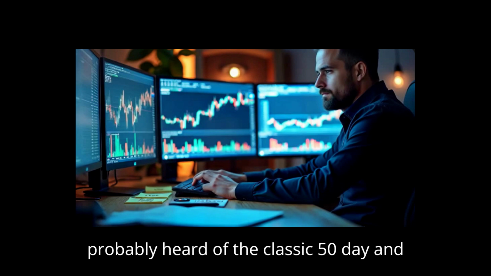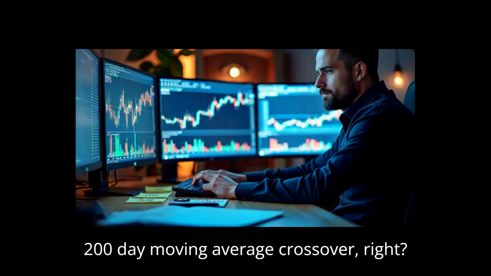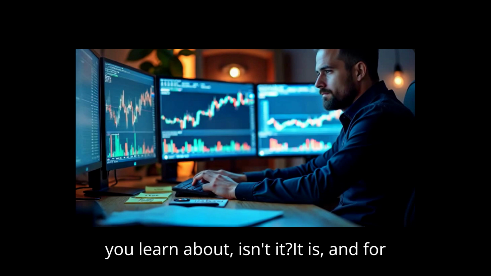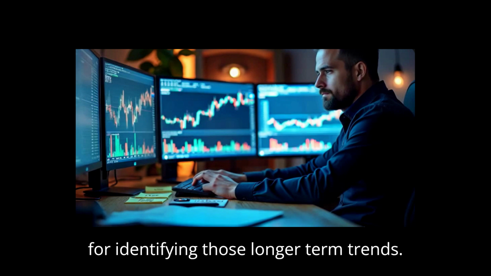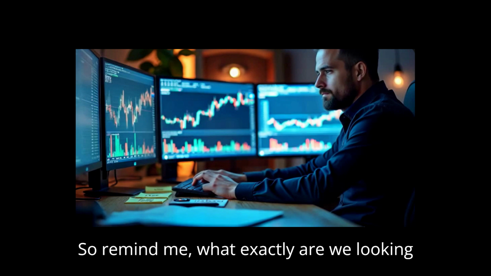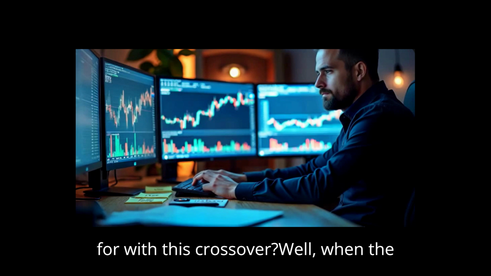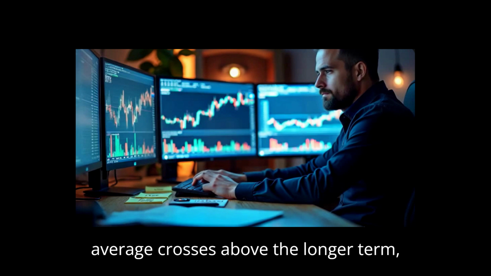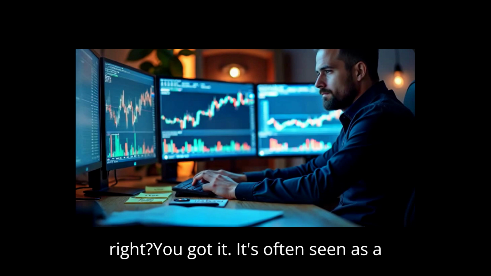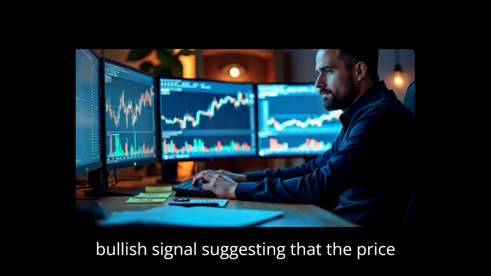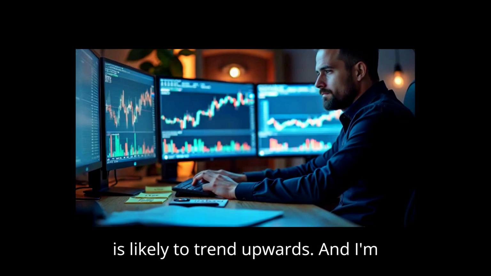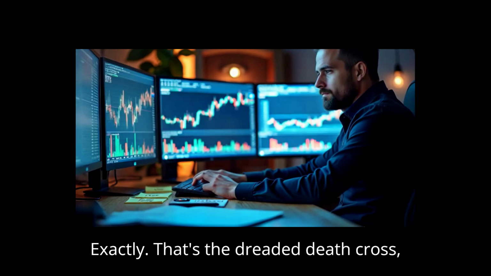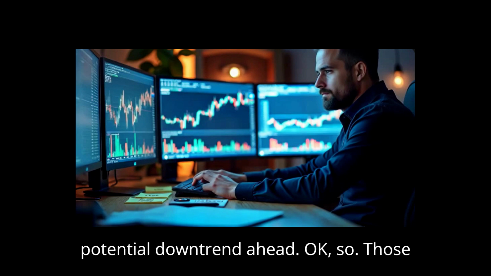Precisely. Now, you've probably heard of the classic 50-day and 200-day moving average crossover, right? It's one of the first things you learn about. It is, and for good reason. It's a really useful tool for identifying those longer-term trends. So remind me, what exactly are we looking for with this crossover? Well, when the shorter term, that's the 50-day moving average, crosses above the longer term, the 200-day. That's the golden cross, right? You got it. It's often seen as a bullish signal, suggesting that the price is likely to trend upwards. And I'm guessing the opposite. When the 50-day dips below the 200-day, that's bearish. Exactly. That's the dreaded death cross, a potential downtrend ahead.